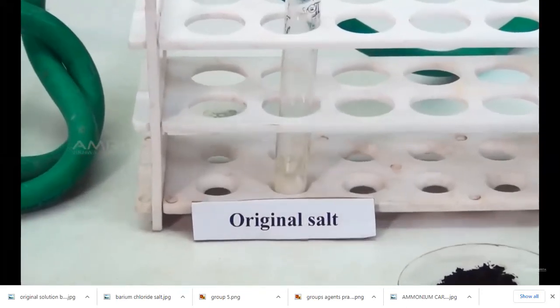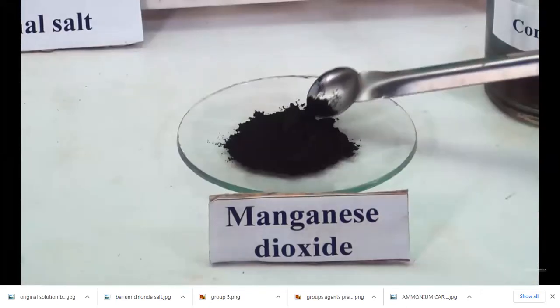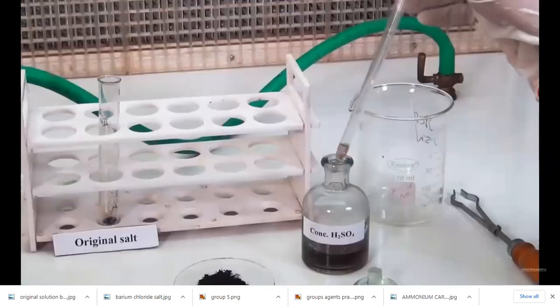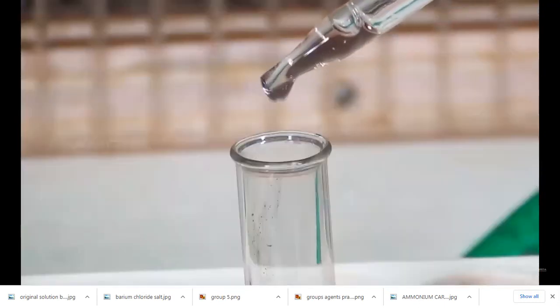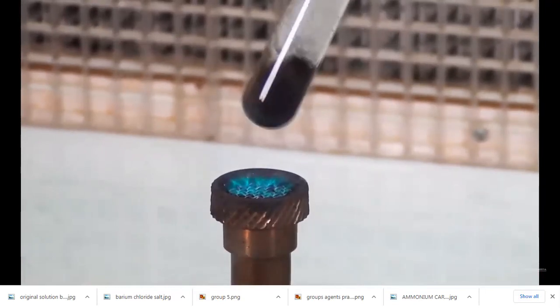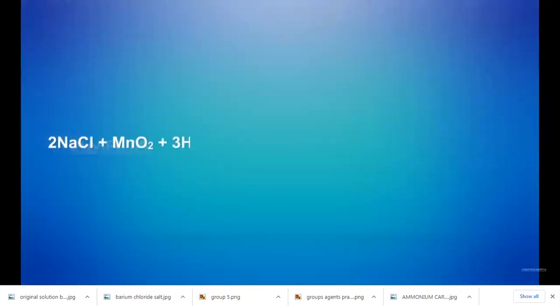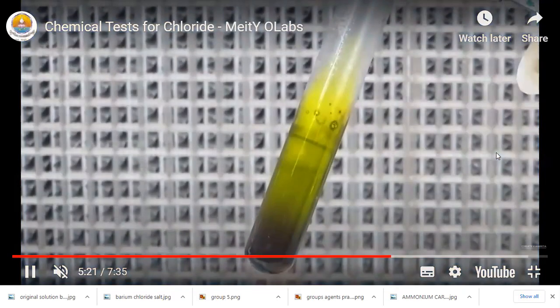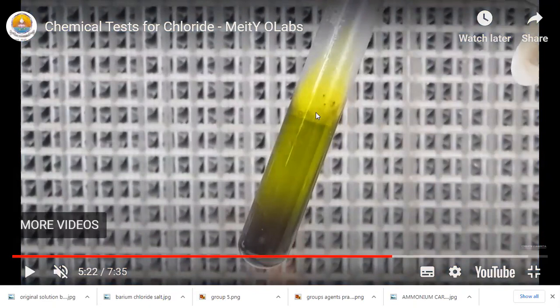Procedure: how do we perform the test? We take original salt in the test tube. Then we add some manganese dioxide to it. Then we add concentrated sulfuric acid dropwise inside the test tube, and then we heat it. When we heat it, my dear students, a reaction takes place, due to which this greenish yellow gas is produced. You can see the color of this gas, which is greenish yellow.